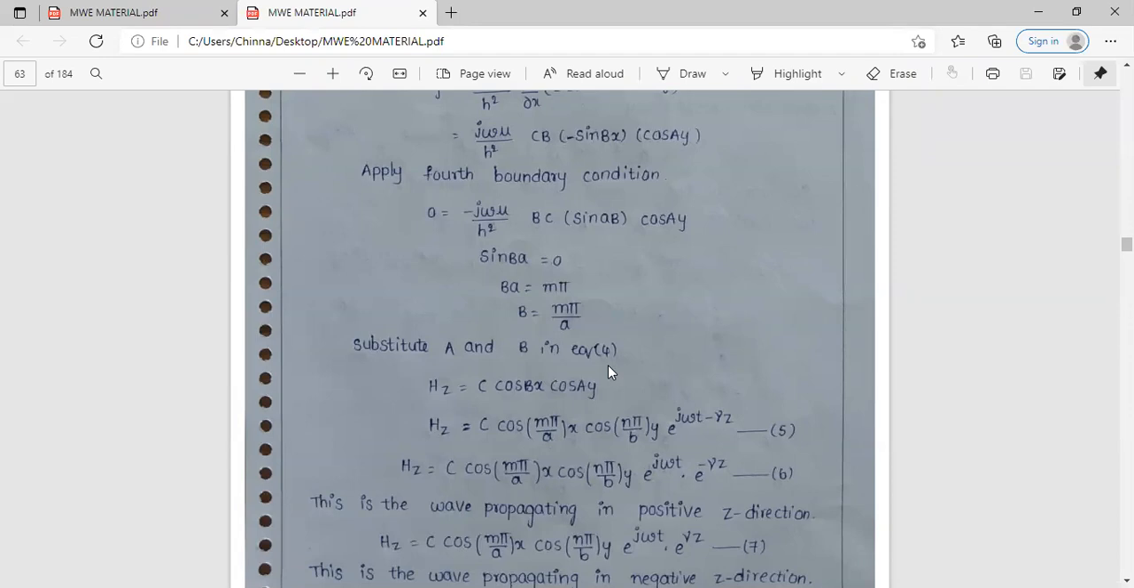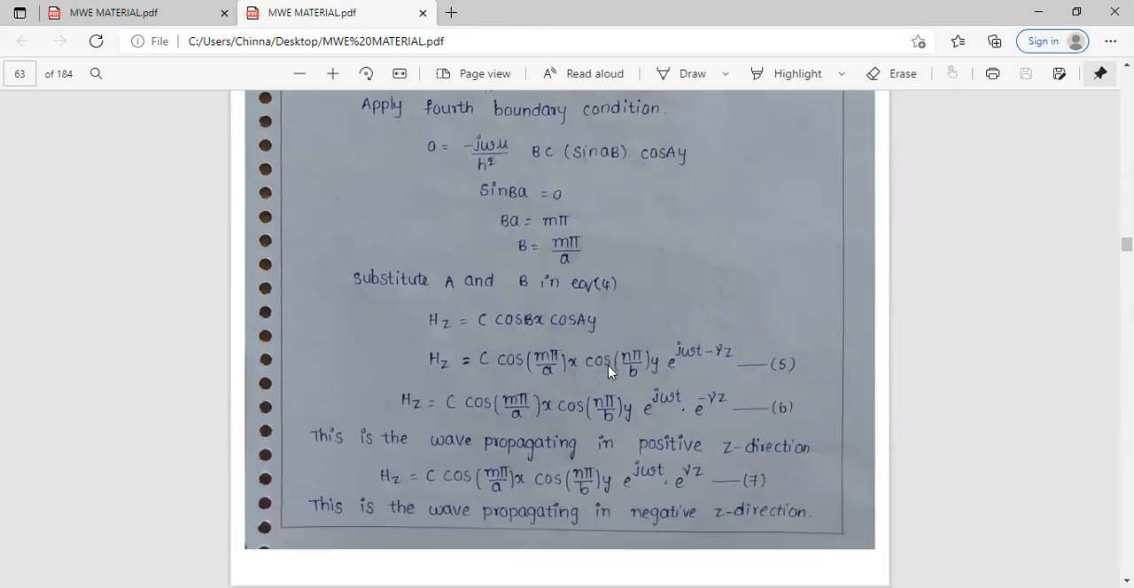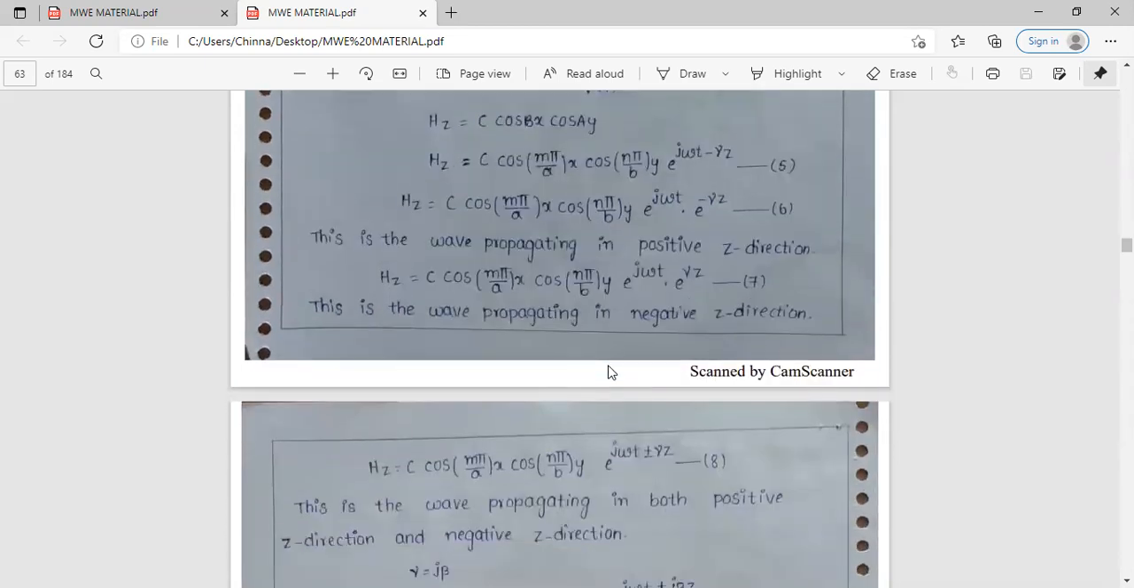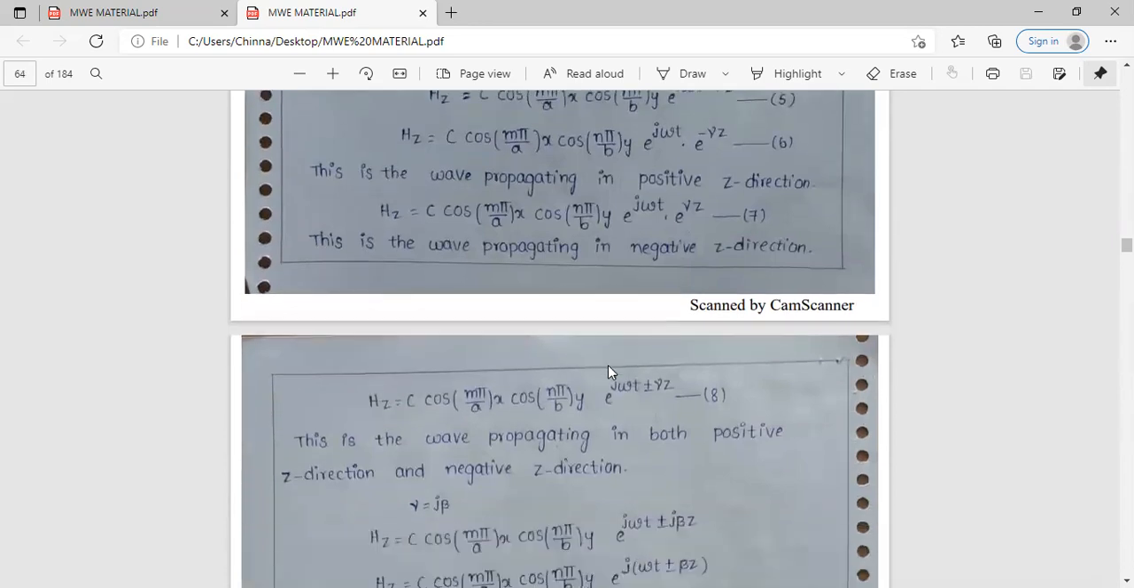Okay, e power j omega t minus gamma z. So equation number 5: Hz is equal to C cos(m pi by a into x) cos(n pi by b into y) e power j omega t e power minus gamma z. So z direction తీసుకుంటే పాజిటివ్ వాల్యూ అవుతుంది. సో పాజిటివ్ నెగిటివ్ z డైరెక్షన్ పాజిటివ్ z డైరెక్షన్ తీసుకుంటే మనం ఫైనల్ గా ఇక్కడ లాస్ట్ లో e పవర్ j omega t plus or minus gamma z వస్తుంది.